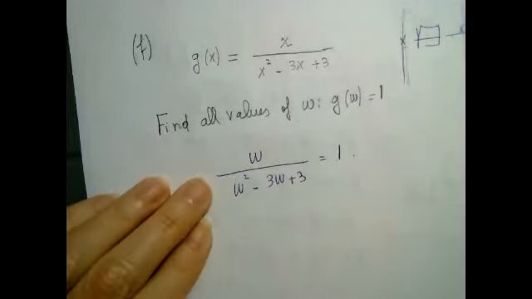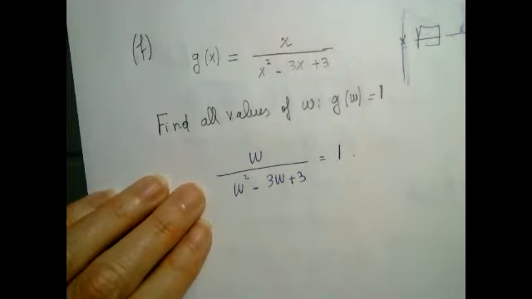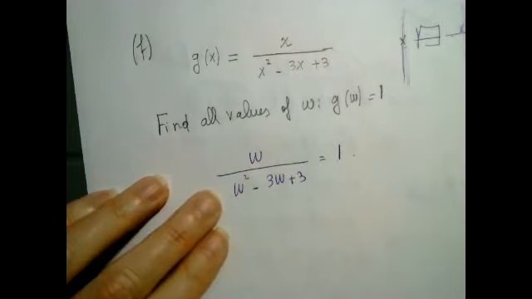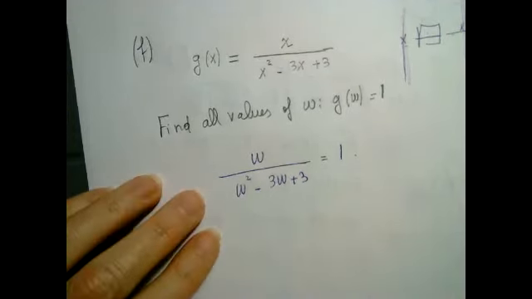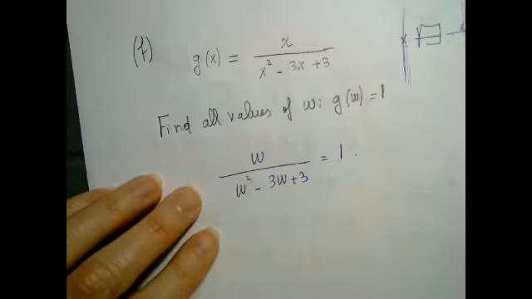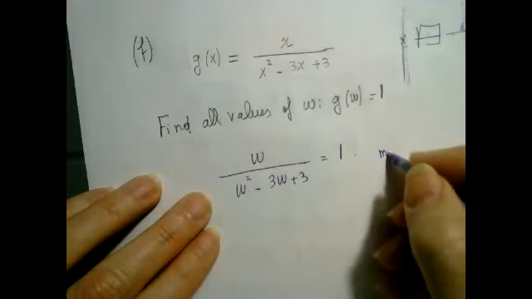So what do you think I'm going to do? Anybody? Don't you subtract the 1? Yeah, but I still have a denominator to deal with. So what do you think would be better to do first? You multiply each side by w squared minus 3w plus 3.